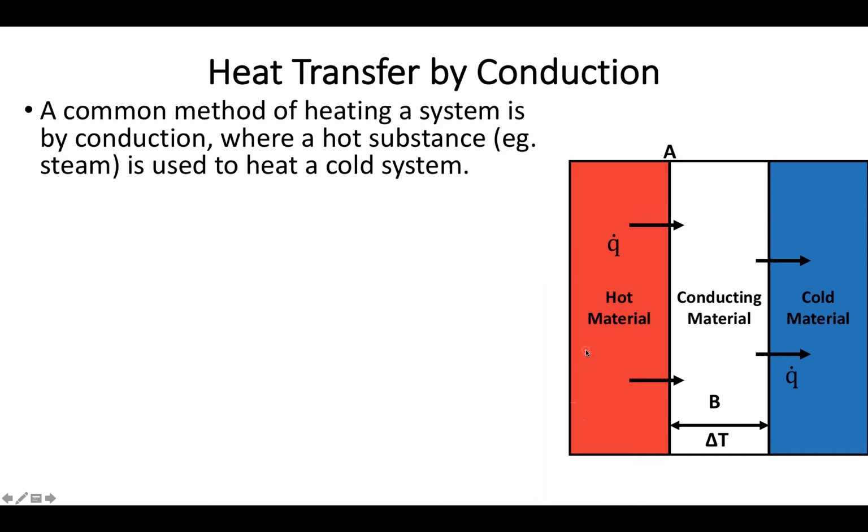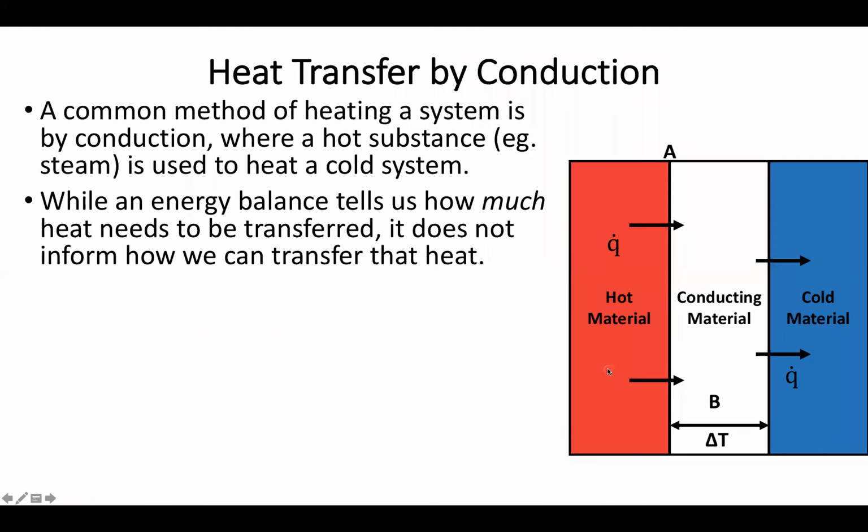And then something that's nice and conducting, like, say, a metal pipe, to allow the transfer of heat in between the two parts. So, an energy balance is going to tell you kind of how much heat needs to be transferred, though it's not going to really tell me about exactly how I can transfer the heat. So, it may neglect things like what sort of apparatus or material I may need, and what sort of area I may need for the contact in between my hot material and my cold material. A lot of this information is all kind of embedded in the heat transfer.